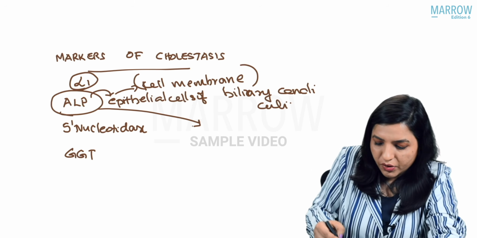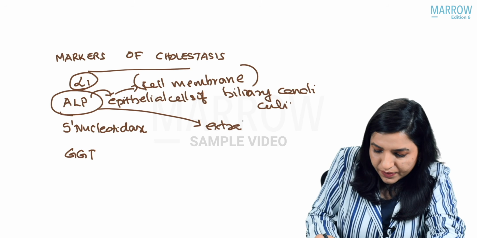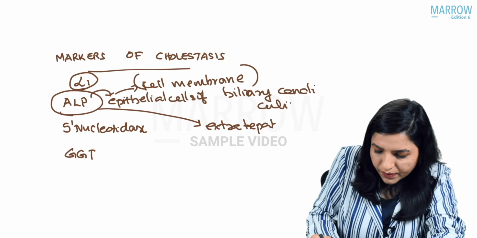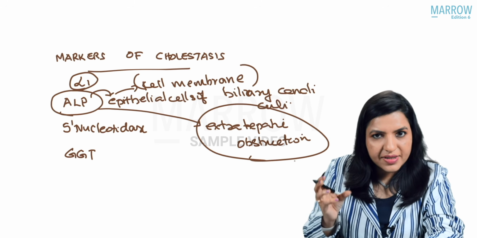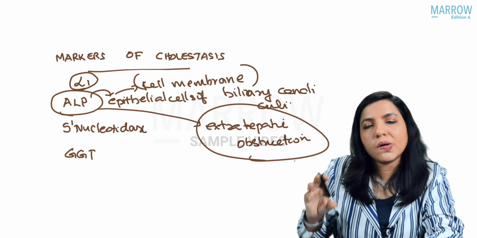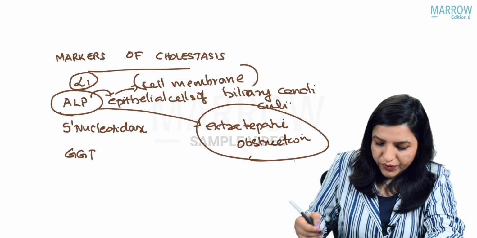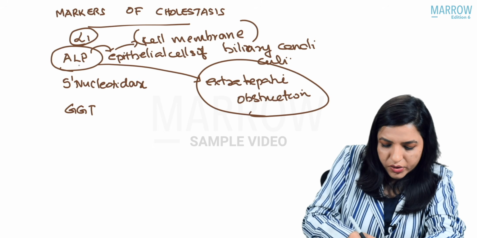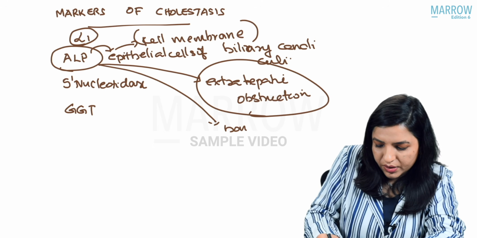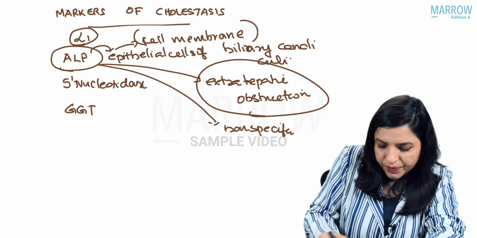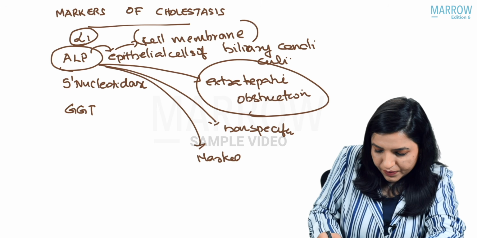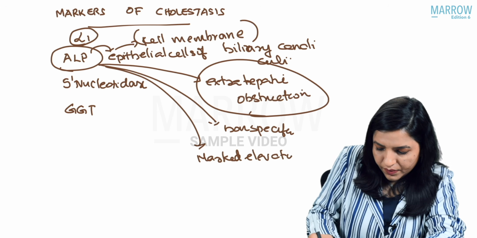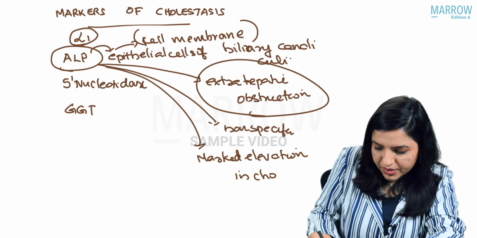So this is a marker of extrahepatic obstruction, like stones in the common bile duct, or a cancer of the head of the pancreas obstructing the common bile duct, etc. And I have told you it is a non-specific marker. But with alkaline phosphatase, we can get marked elevation in cholestasis.